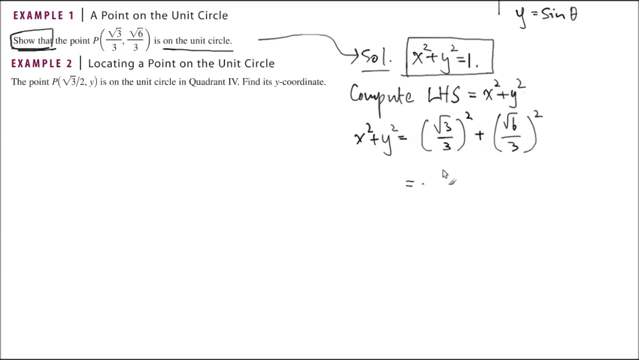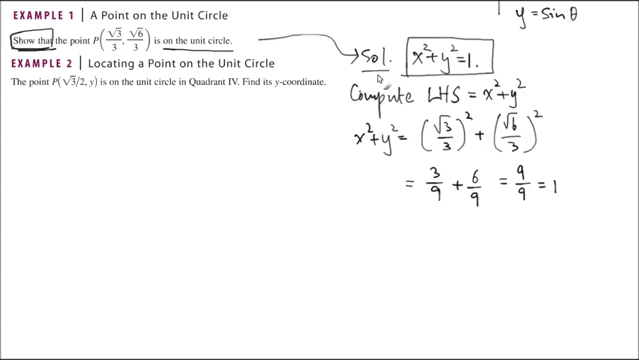So what is the first term here? 3 divided by 9. What about the second one? 6 divided by 9, right? So that together is 9 divided by 9. That is 1. So we looked at x squared plus y squared and actually computed it to be 1.